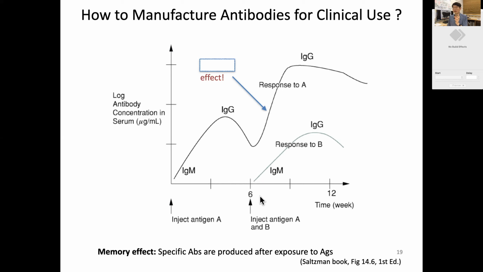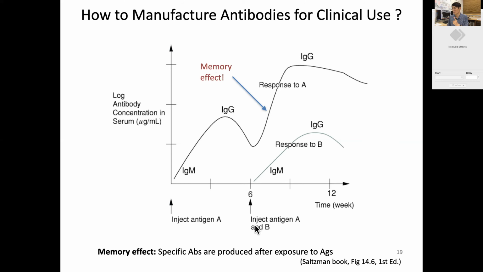Six weeks later, let's assume that we inject antigen A again. What happens to the antibody response to A is that IgG naturally decreases, and then with this second exposure it will boost up again. But look, the slope is different. The second time is much faster, because our immune system recognizes antigen A and is ready. On the next exposure, it will respond much faster. This is called the memory effect, because we remember what happened before.